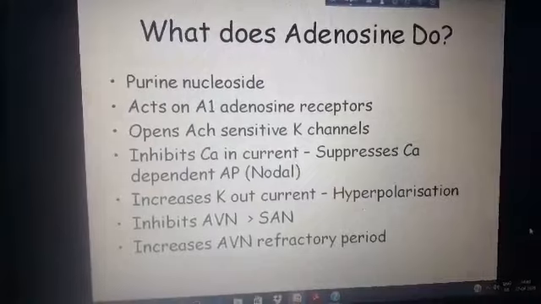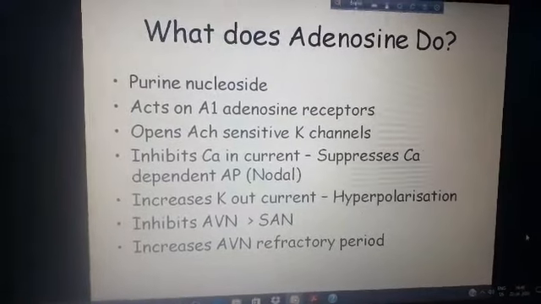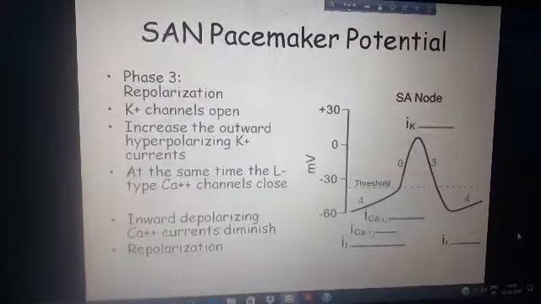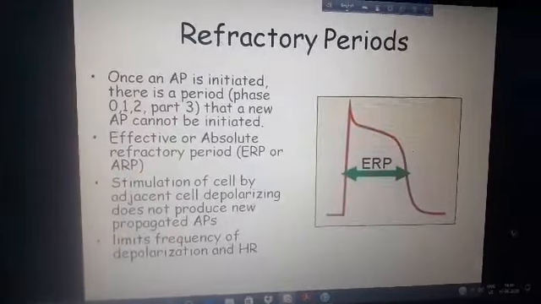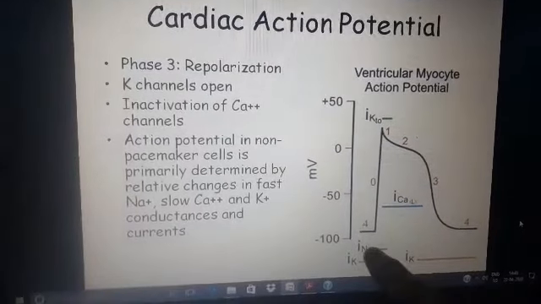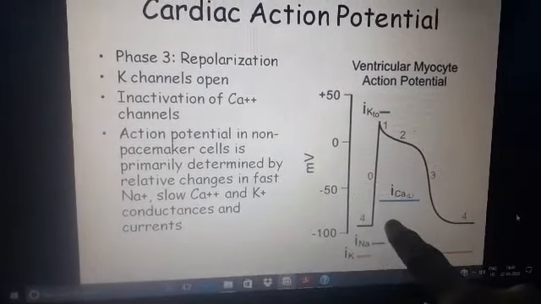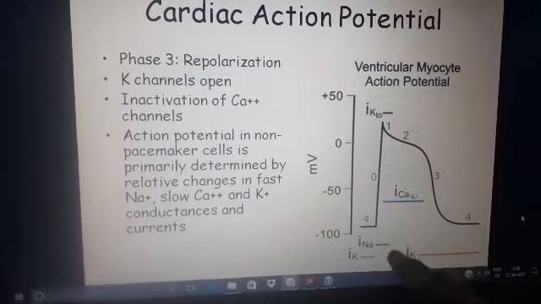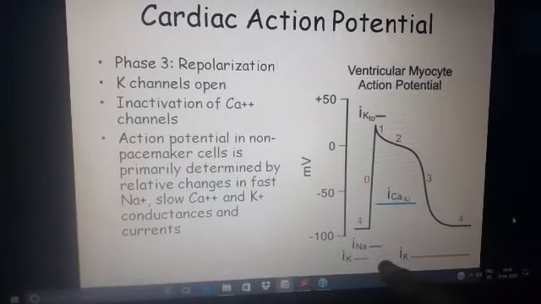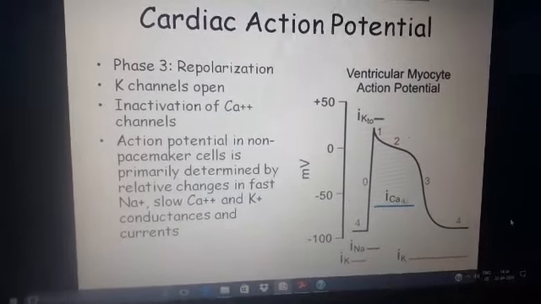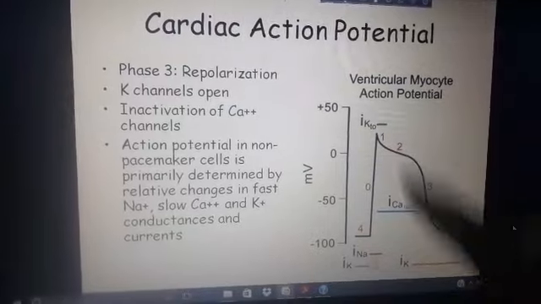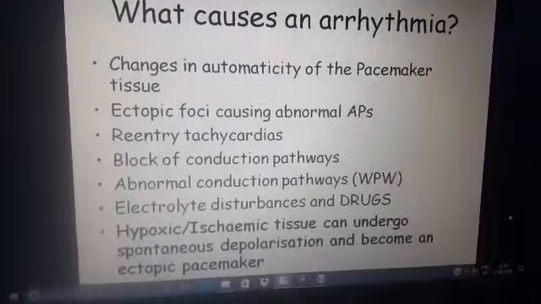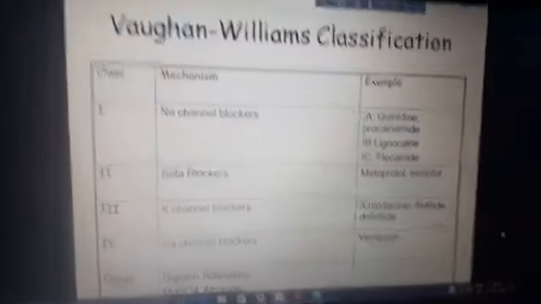So, you go back to the action potential curve. This is the resting membrane potential, and adenosine, by opening the acetylcholine sensitive potassium channel, will further decrease this resting membrane potential, so that cells are hyperpolarized and there is difficulty in impulse generation or propagation of the action potential. So they hyperpolarize the cell, and thus action potential propagation can be prevented.